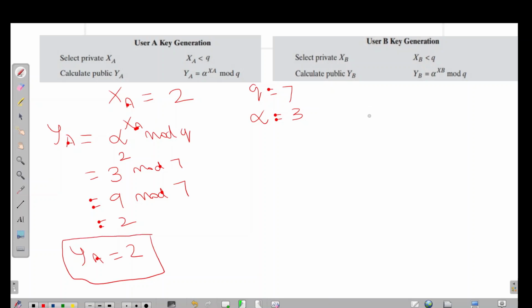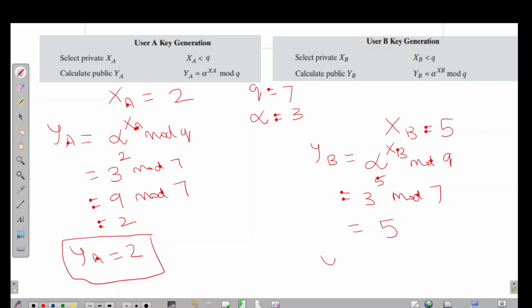On the other hand, what is happening on the B side, the other recipient or other party? Here we have taken XB equal to 5. Then again, using the same method to calculate the public key, YB equals alpha power XB mod Q. Here alpha is 3, so 3 power 5 mod 7. So 3 power 5 mod 7 gives 5. So here we have YB equal to 5. Now both parties A and B have calculated their private key and public key.